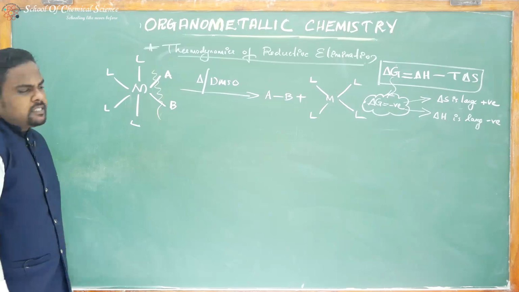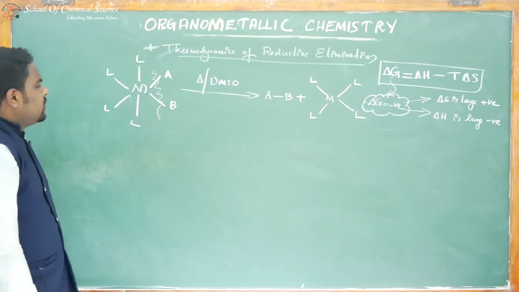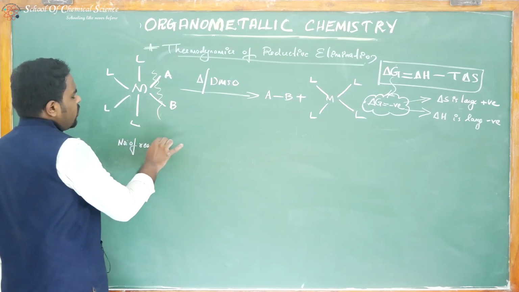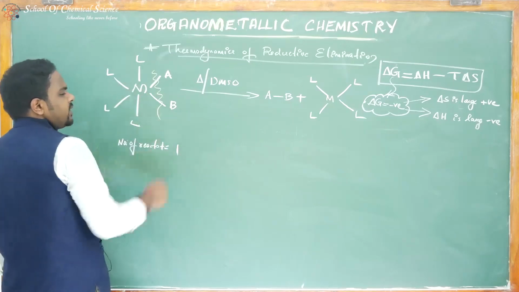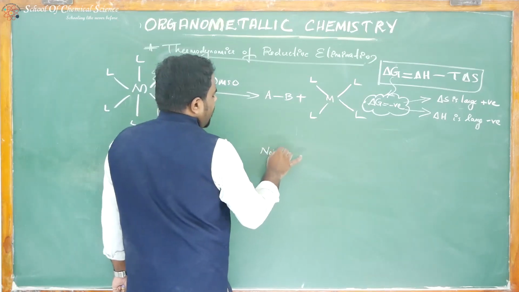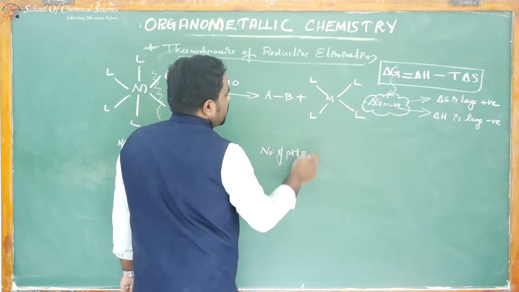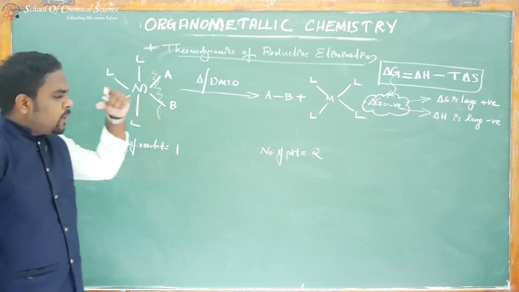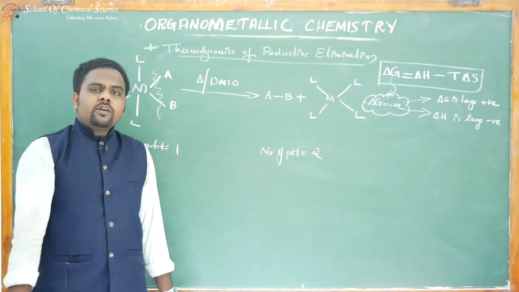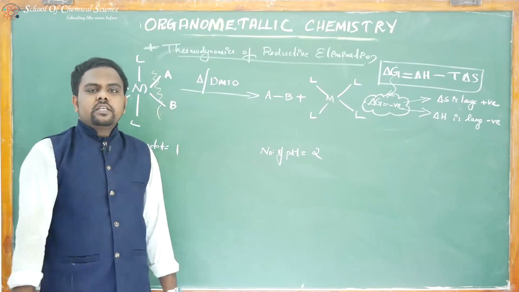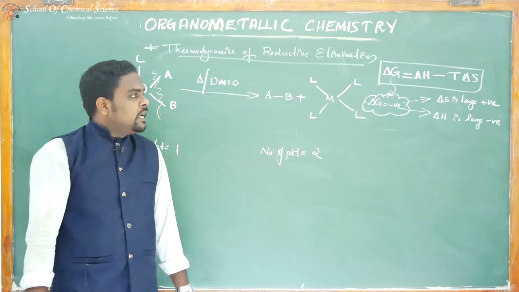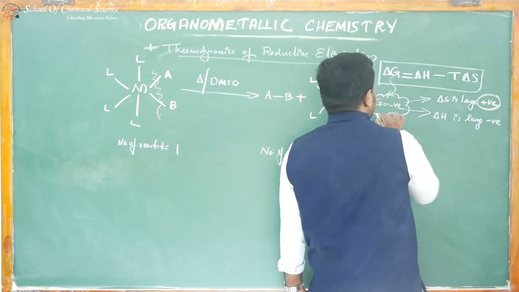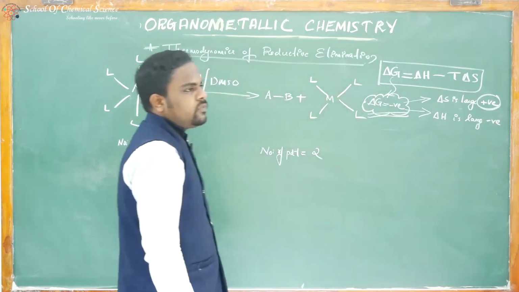Okay, so please listen. Here the number of reactant molecules equals 1. Only one reactant molecule is there. The number of product molecules equals 1 plus 1, 2 molecules. So as a result of reductive elimination, the number of molecules increases. When the number of molecules increases, disorder increases. When disorder increases, entropy increases. Entropy increases means delta S will be large positive. If delta S is positive, then that reaction will be thermodynamically feasible.